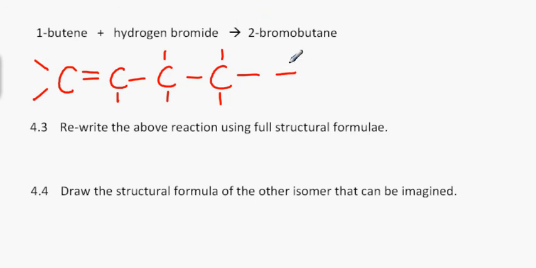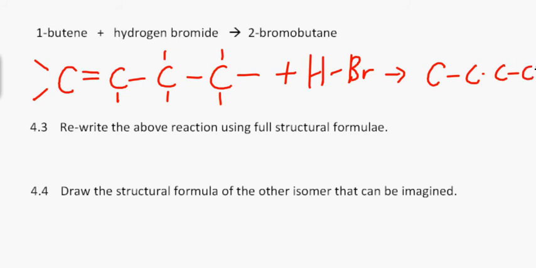Then hydrogen bromide. They're asking for full structural formulae, so you must show the bond between the hydrogen and the bromine, and that double bond will break. And remember that this is an example of a Markovnikov problem. So as the double bond breaks between carbon 1 and 2, you have to work out which carbon the hydrogen goes on and which carbon the bromine goes on.